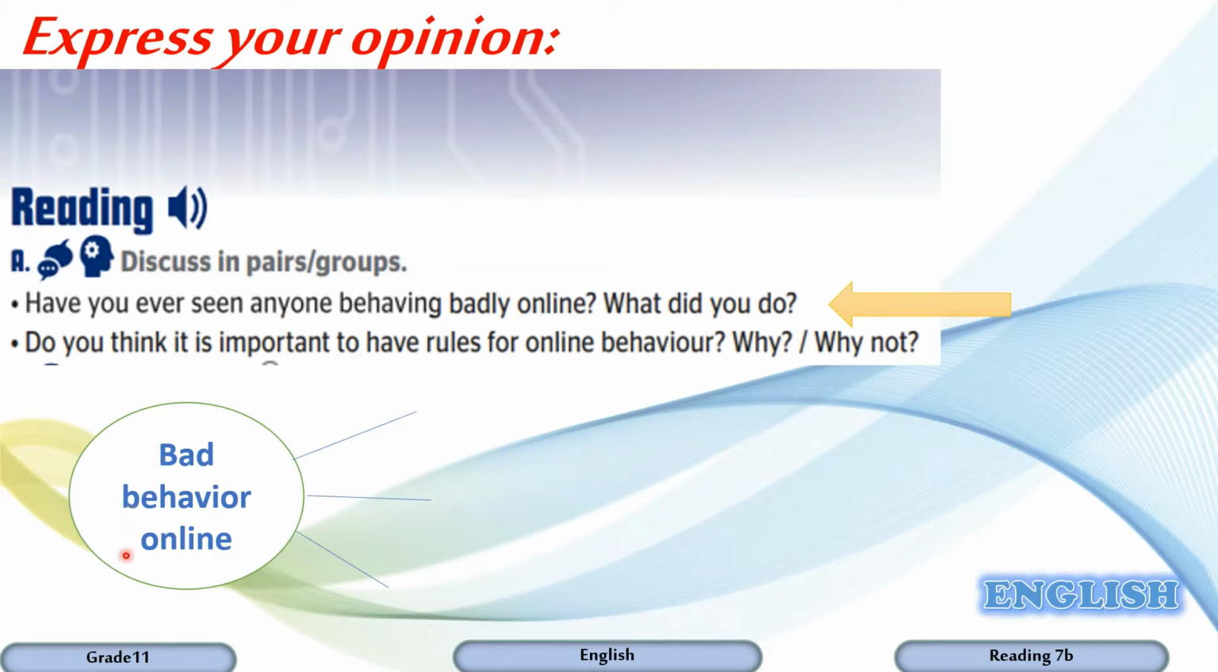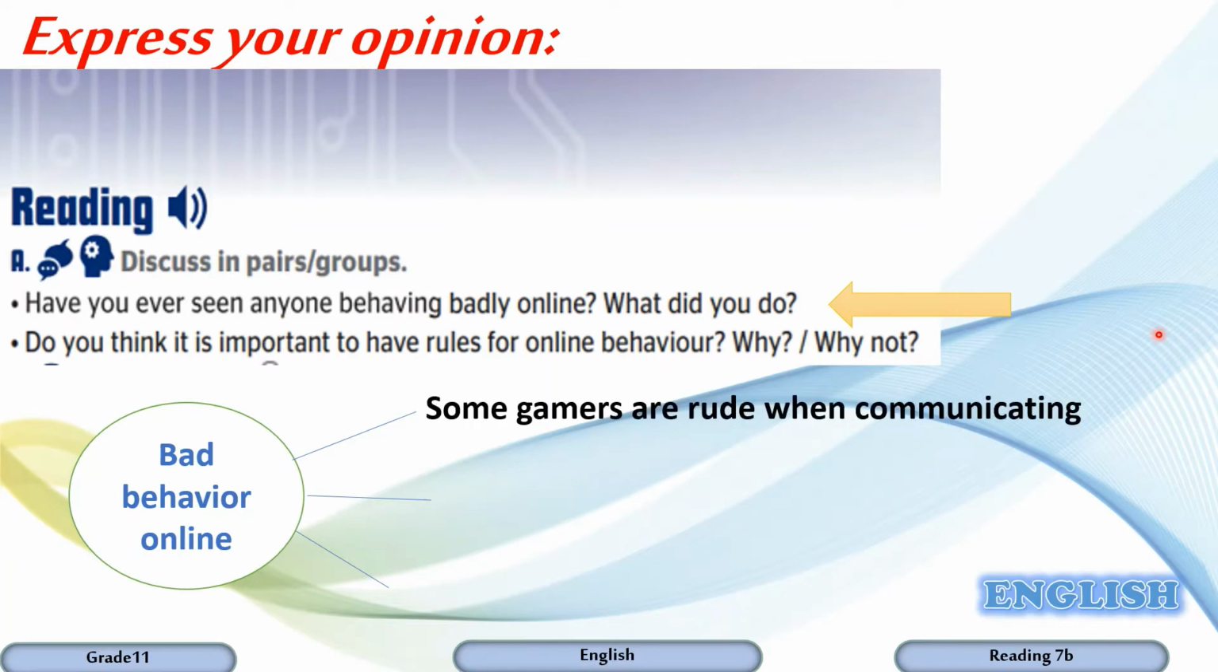Bad behavior online, or online bad behavior. It can be some gamers are rude when communicating. They are not polite. Cyberbullying often occurs. So cyberbullying is bullying that takes place over digital devices like cell phones, computers, and tablets. And finally, trolling. Trolling is the act of leaving an insulting message on the internet in order to annoy someone.